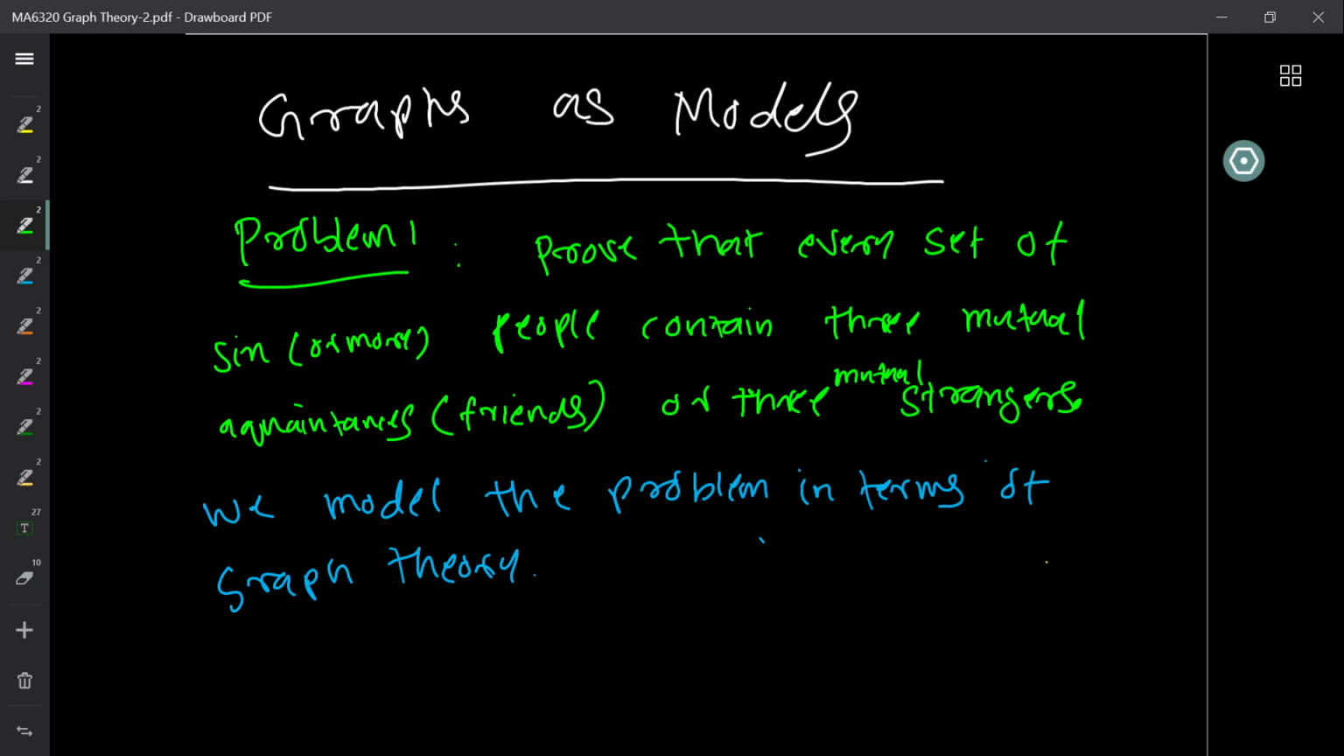So one is that you want to prove that, let's say, in every set of 6 or more persons, you can find 3 people who have met each other, or there are 3 mutual strangers who have never met each other, right?